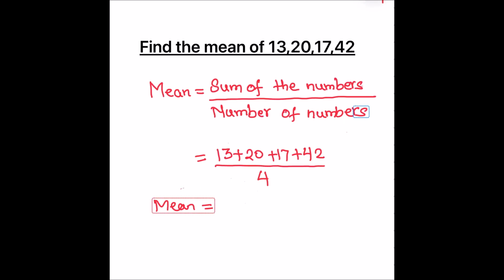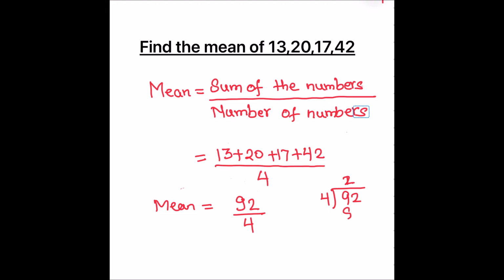So 13 plus 20 is 33. 33 plus 17 is 50. And 50 plus 42 is 92. So mean will be 92 divided by 4. Let's divide the numbers. 92 divided by 4.